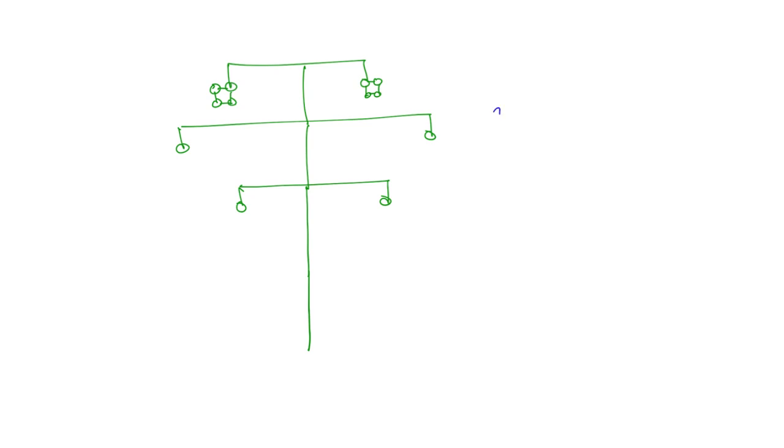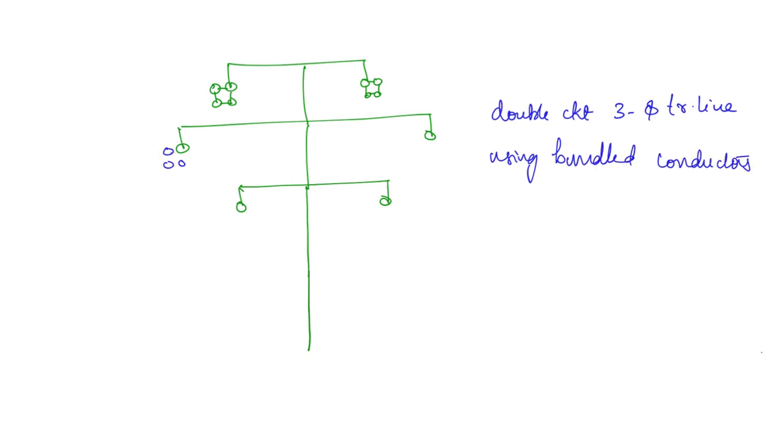So this is a double circuit three-phase transmission line using bundled conductors. You can draw it here as well. All of these are bundled conductors.